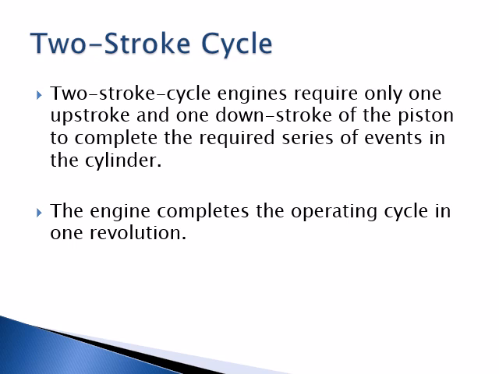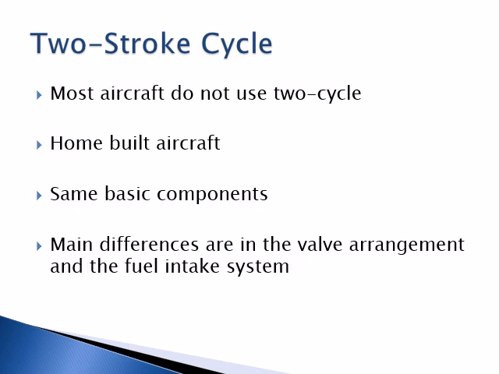However, this efficiency comes at the cost of fuel economy and emissions control. These engines are commonly found in lightweight aircraft, drones, and some auxiliary power units. While the two-stroke cycle offers simplicity and higher power output per revolution, most certified aircraft do not utilize this engine type. Instead, they are typically found in home-built or experimental aircraft due to their lighter weight and simpler design. Despite the operational differences, the core components, such as pistons, cylinders, and crankshafts, remain similar to four-stroke engines.